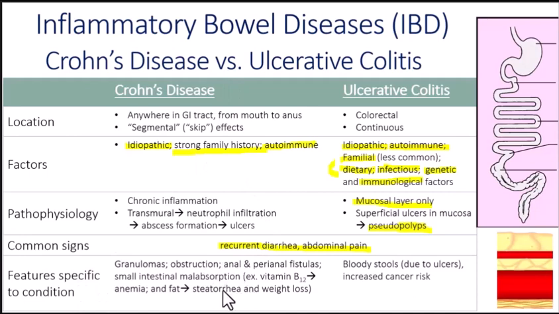Features that are specific to Crohn's disease could include granuloma formation. A granuloma is a small area of inflamed tissue, and anal and perianal fistulas, an abnormal connection, both of which could lead to an obstruction. Granulomas can actually get large enough that they can appear as an abdominal mass. Malabsorption within the small intestine can be evident with nutrients like B12, for example, not being absorbed properly, leading to pernicious anemia. We can also see the malabsorption of fat, and if we're not absorbing fat properly, it ends up becoming a part of our stool.